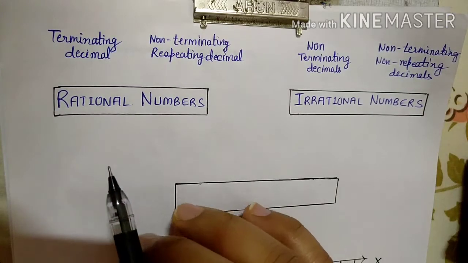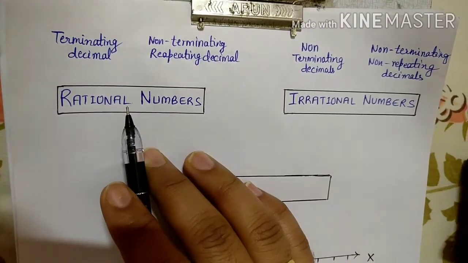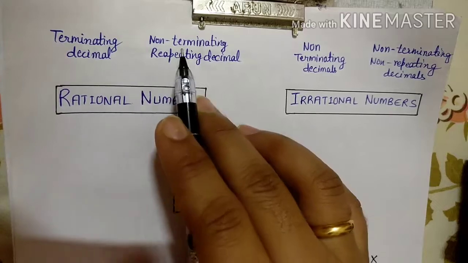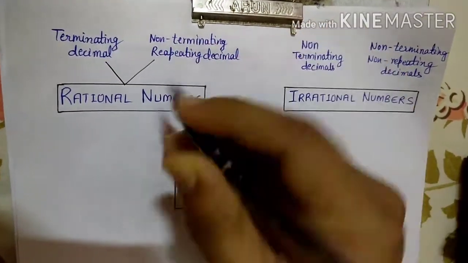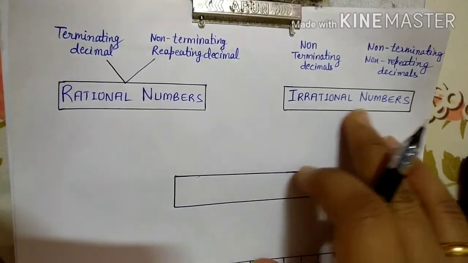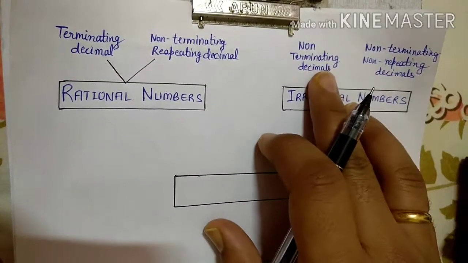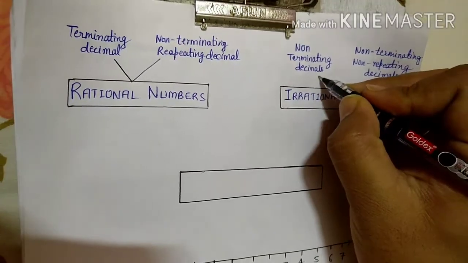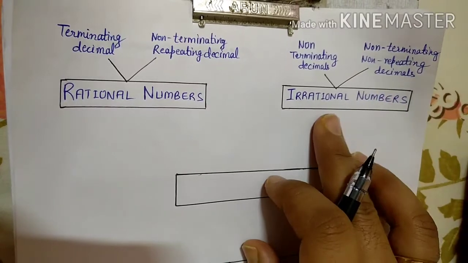So students, till now we have learned about rational numbers and irrational numbers. Under rational numbers we have learned about terminating decimals and non-terminating repeating decimals. These are the two decimal expansions of rational numbers. Then we have learned about irrational numbers, that irrational numbers are those numbers which are non-terminating and non-repeating decimals.